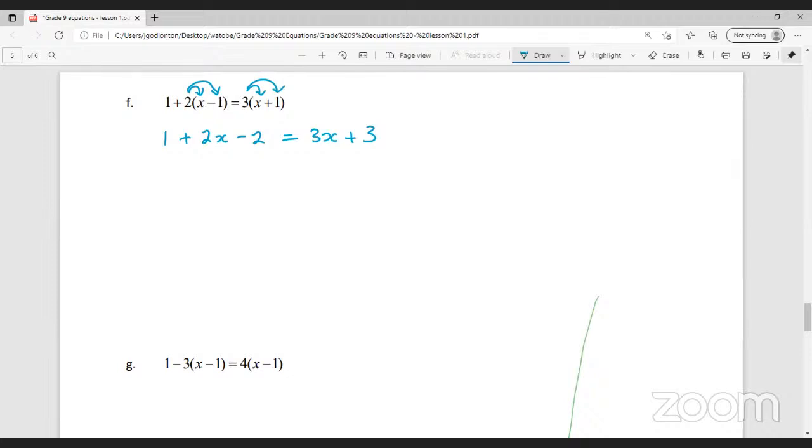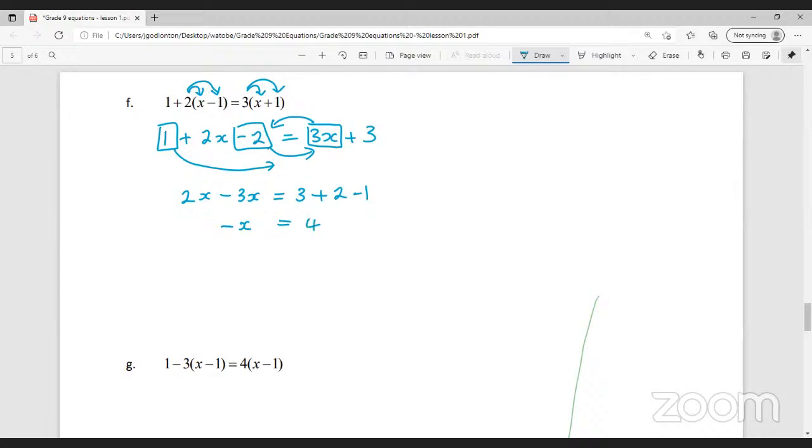Okay. Now, at this point, I want to get my x's on one side and my numbers on the other side. So I'm going to move this 3x onto the left, and I'm going to move the 1 and the -2 onto the right. Okay, so I'll have 2x minus 3x is equal to 3 plus 2 minus 1, which is -x equals 4. And then I'm going to divide both sides by -1, and I'll have x is equal to -4.